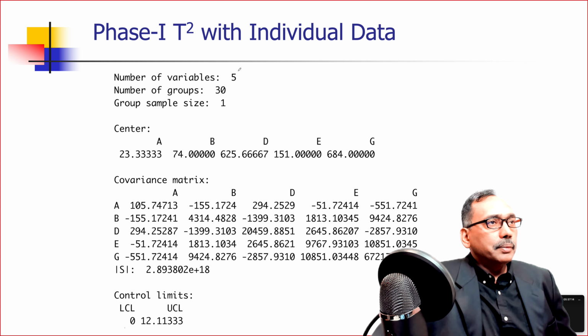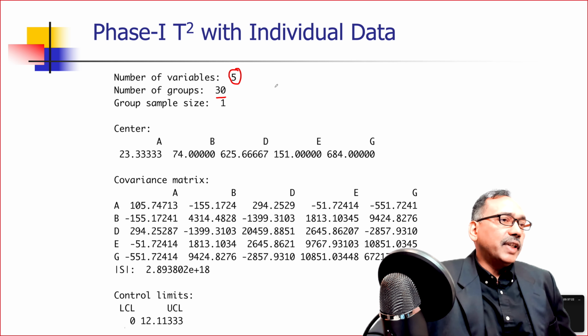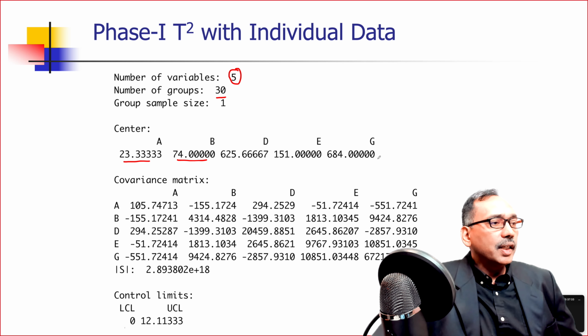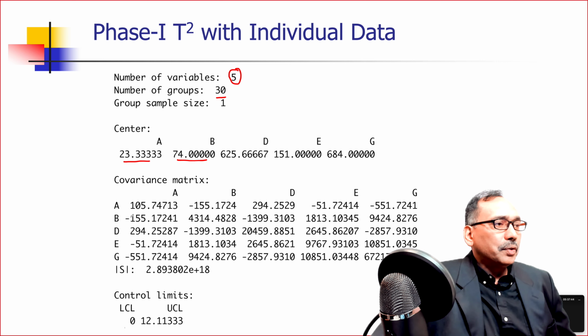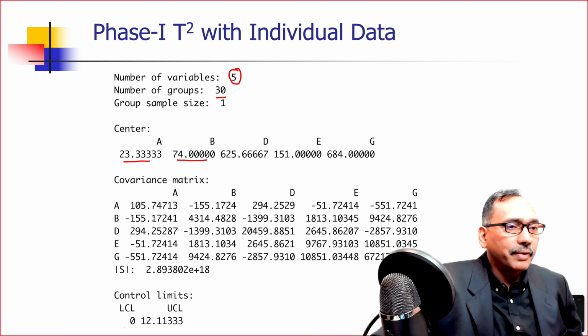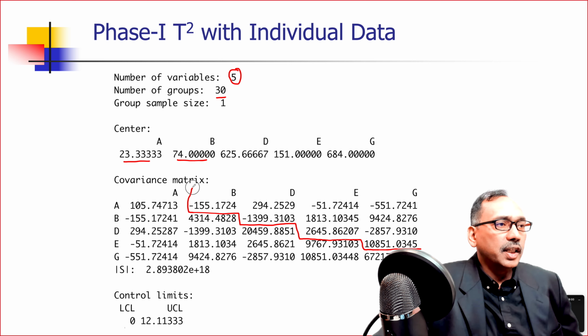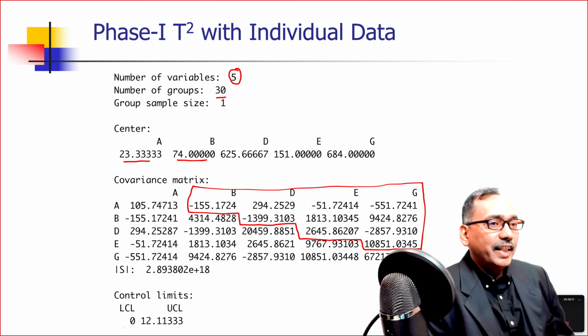So in this example, there are 5 variables and 30 rows of data. It could be 30 days or 30 batches, and these are the averages for each one: A, B, D, E, G. And then you also have the covariance matrix. Obviously these 5 variables are not independent of each other. You can see the off-diagonal elements have substantial values. All these numbers in the upper triangle are non-zero, which means that the variables are not independent of each other.